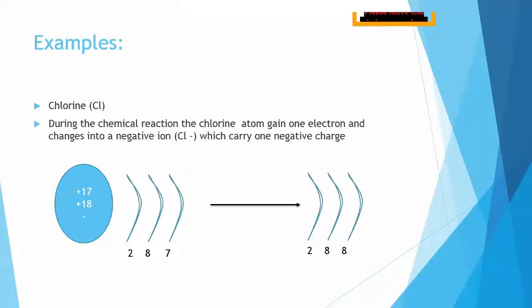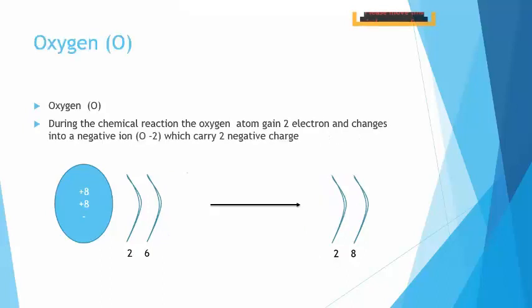Why Cl minus 1? Because chlorine will gain 1 electron only to be completely filled with electrons in the outermost energy level, to look like the nearest noble gas or inert gas. Another example, oxygen, O. Oxygen during the chemical reaction will gain 2 electrons and change into a negative ion, written as O minus 2. Why O minus 2? Because it tends to gain 2 electrons during the chemical reaction to look like a noble gas or inert gas.